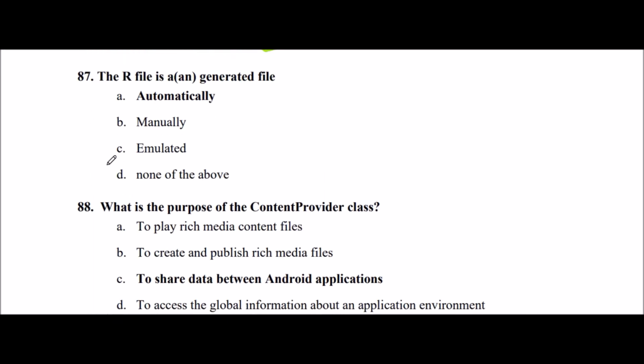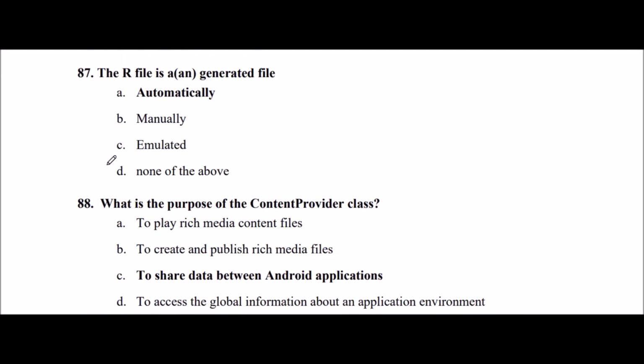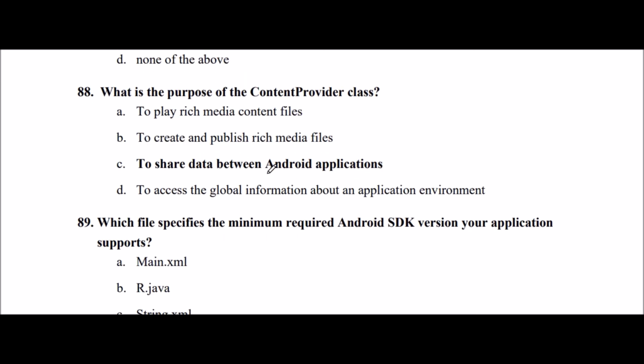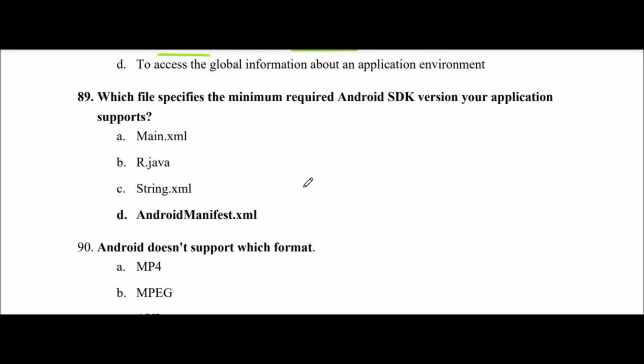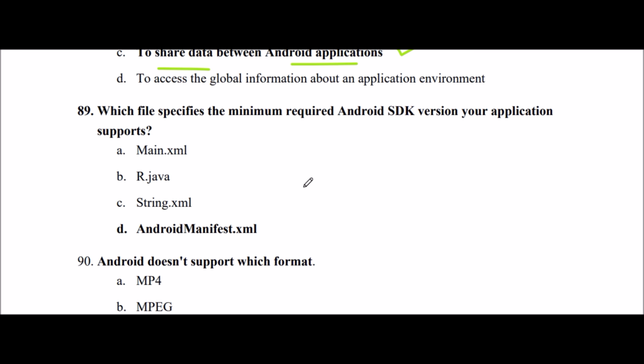Okay. Next question, the R file is a file generated automatically. In your Android project, the R file is automatically generated. Next question, what is the purpose of the content provider classes? The main purpose of content provider classes is to share data between Android applications. Option C is correct. Next question, which file specifies the minimum required Android SDK versions your application supports?